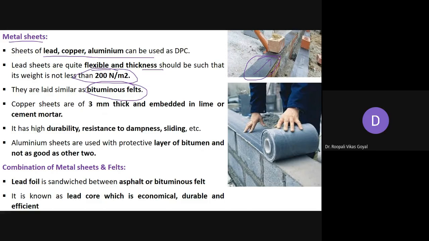So generally these copper sheets, they are 3 mm thick and embedded in lime or cement mortar, and it has very high durability and resistant to dampness as well as sliding also. While these aluminum sheets, they are used with the protective layer of bitumen and not as good as other two types. So this aluminum sheet, it is not considered as good as this lead and copper sheet, but that can be also utilized as a damp proofing material.